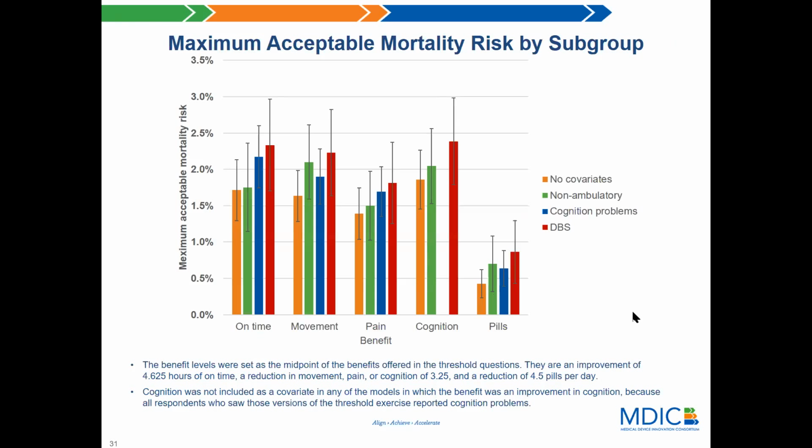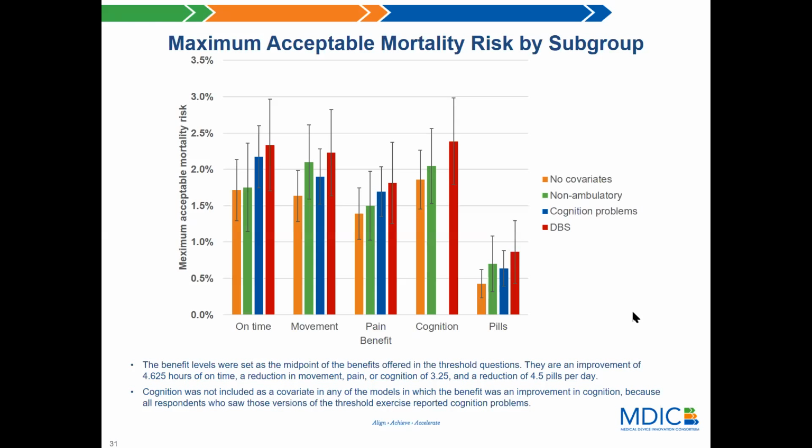But when we start to look at subgroups, we looked at people who did not have ambulatory problems, because people can have movement symptoms or not. And if they have movement symptoms, they may or may not impact their ambulation or their ambulatory ability. So we looked at those without ambulatory problems, and those are in green. We also looked at people who had reported cognition problems previously to see whether their risk tolerance was different for anything, in this case, other than cognition, because the people who got an improvement in cognition were only those people who had cognitive problems. So that's why you don't see a blue line there.